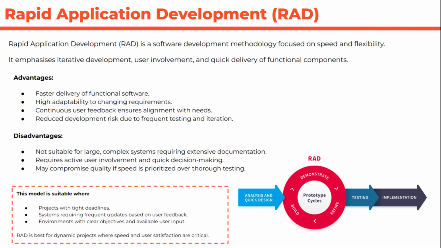So when is this suitable? When do we use rapid application development? Well, you're going to use it when projects have tight deadlines. You're trying to rush to market. Again, we bring up the AI explosion going on at the moment. Okay, now systems require frequent updates based on user feedback. The world is changing so rapidly, this allows us to keep up with the pace of changing technology or changing customer requirements, I suppose. So environments with clear objectives and available user input will work well with rapid application development, and it's best for dynamic projects.